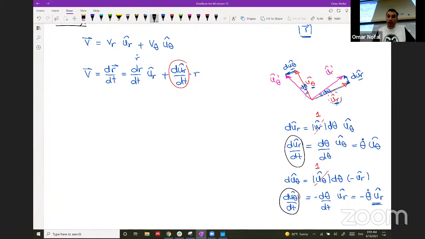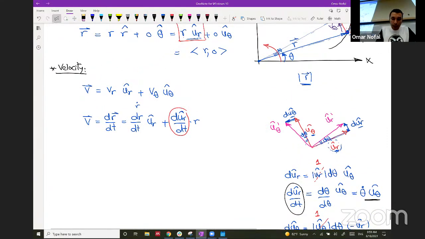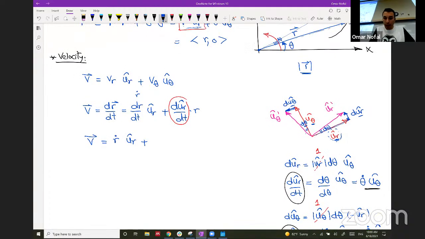So let's get back to the velocity. We know right now what is the value of the dur hat dt. So it's theta dot u theta hat. Let's plug it in the equation. So the v vector will be equal to r dot ur hat plus, here is the theta dot, and we have r here. So this will be equal to r theta dot in the direction of u theta hat. So right now we know what is the value of the vr and what is the value of the v theta based on this equation.